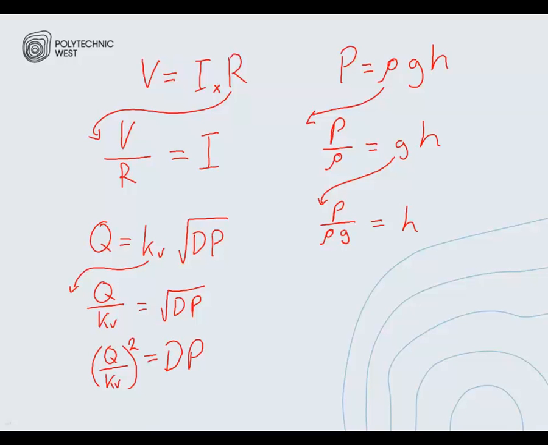So the general rule is, to get rid of something from one side of an equation, take it over the other side of the equation and make it do the opposite.